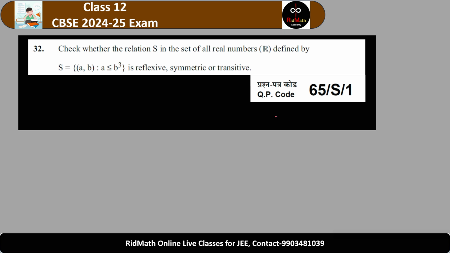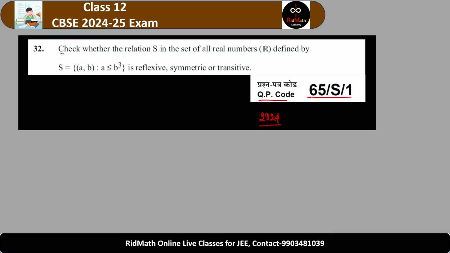So today we are going to solve the CBSE class 12 math question paper of the year 2024, and the question paper code is 65S1. So this is the long 5 marks question.